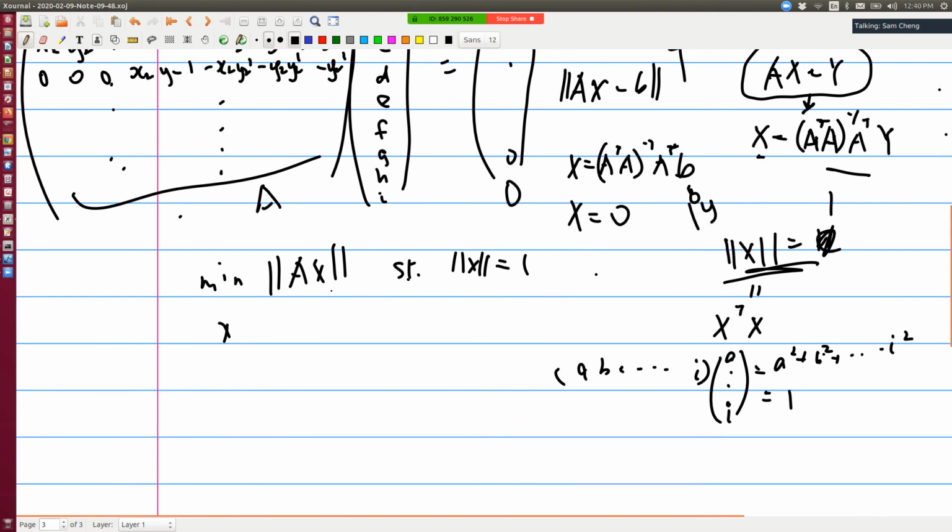So here, when I write this, I can also rewrite it as Ax transpose multiplied by Ax, right? So therefore, this is actually equal to x transpose A transpose A x. I want to minimize that such that the norm of x is equal to 1.